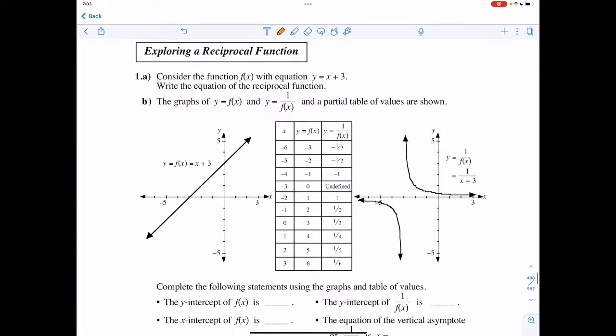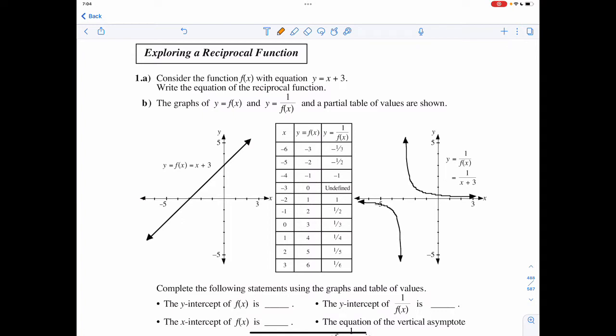Now, here's an example of a reciprocal function. On the left, we can see y is equal to x plus 3. And on the right, we can see y is equal to 1 over x plus 3, where it looks like these two curved lines exist here.